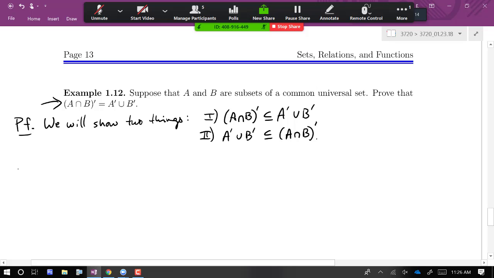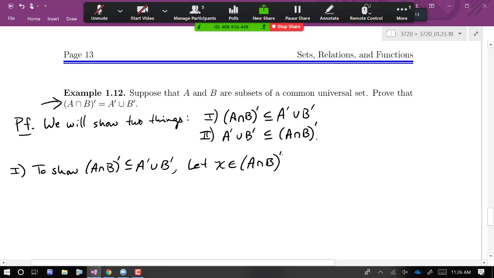So now let's get to work. Let's start with this first item. And to show that the complement of A intersect B is contained in A complement union B complement, we're going to start by saying let X be an element of the complement of A intersect B. What we're going to show is that this element X is also an element of A complement union B complement.